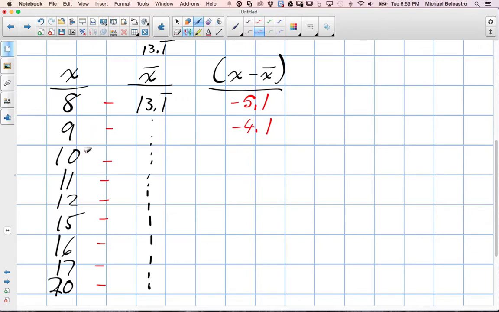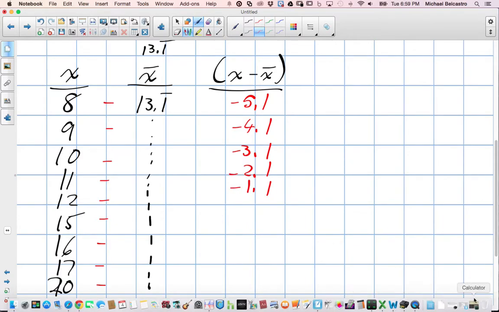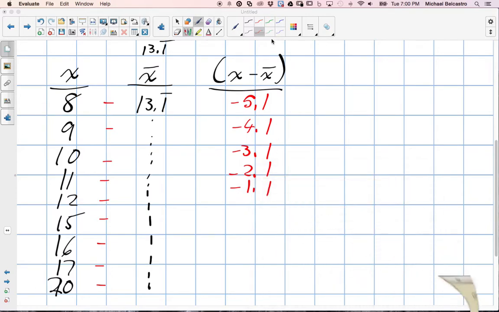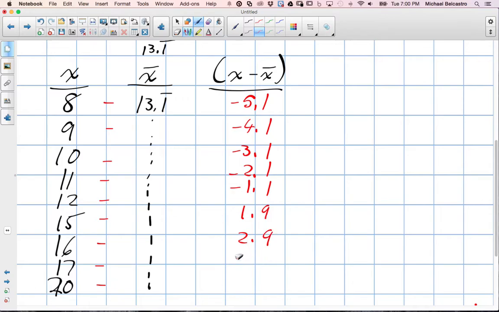And the process is a pattern, right? Sometimes it is a pattern, depending on how nice the numbers are. I used whole numbers, so they're really nice. We can quickly tell we're going to get 3.1, 2.1, negative 1.1. 15 will be a little different. 15 subtract 13.1 gives positive 1.9. This will be 2.9, 3.9, and that's another 3, so probably 6.9, but let's double check. 6.9. Perfect. Those are all our values.